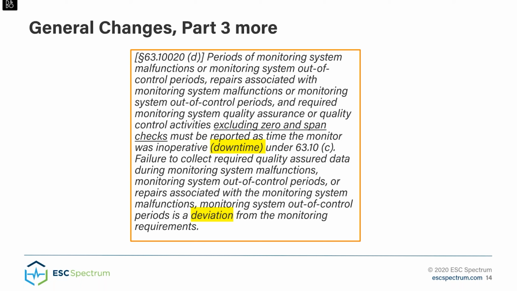So what it basically is saying is if you have downtime related to a failure or related to performing a quality assurance check, like a linearity or other quality assurance checks, those are to be considered downtime and a deviation if they're not associated with a daily cal. So it's very confusing. I urge you to read this section carefully and make sure you understand it, because I find it so very confusing.